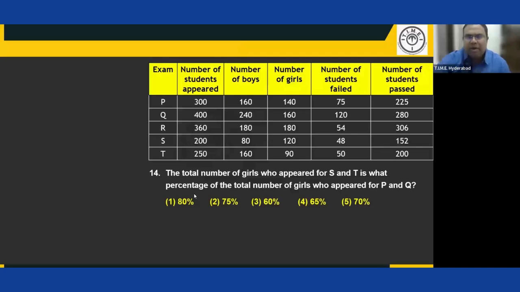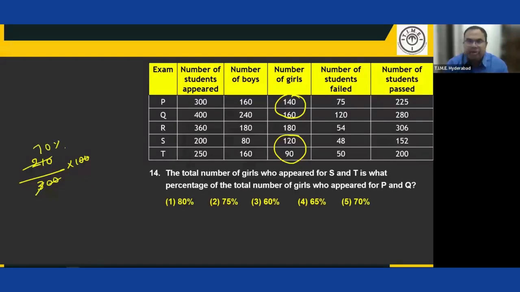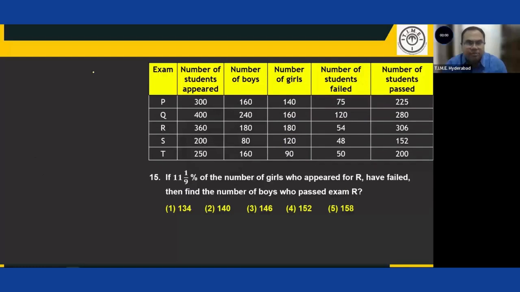So, number of girls who appeared for S and T is 210. Is what percentage of total number of girls who appeared for P and Q? P and Q is 300, into 100. So 70%. Option 5. One more answer. Oppo, correct answer. Let's move on to the next question. Question number 15 on your screen. Time starts now.